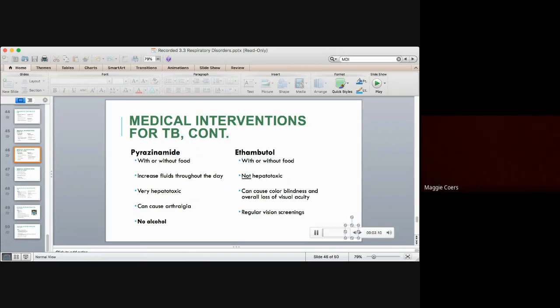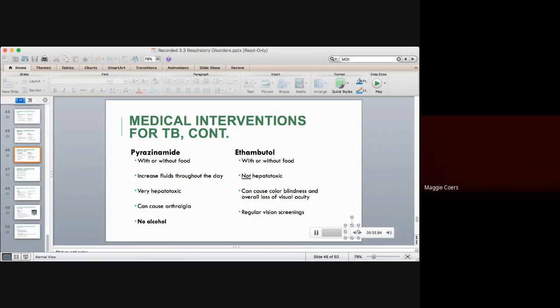All right, and these are the other two drugs that we use initially, but then they're dropped after a certain period of time if the patient is improving, if their symptoms are improving with the treatment. Pyrazinamide and ethambutol are their names. Pyrazinamide is hepatotoxic, so again, the patient should have no alcohol consumption when they're on this. And ethambutol is the only med that is not hepatotoxic, so it's not going to damage the liver. However, it can damage the retina.